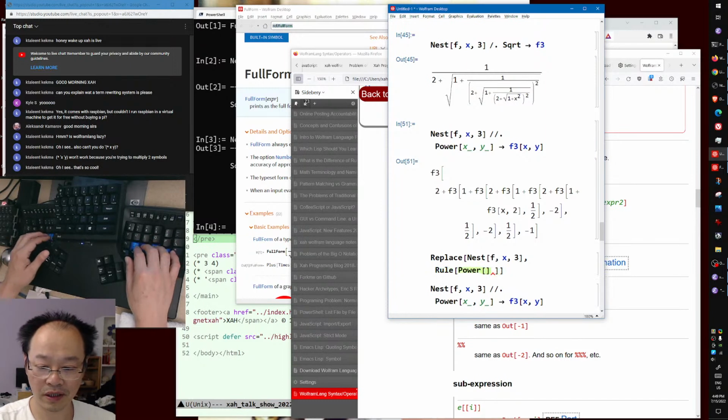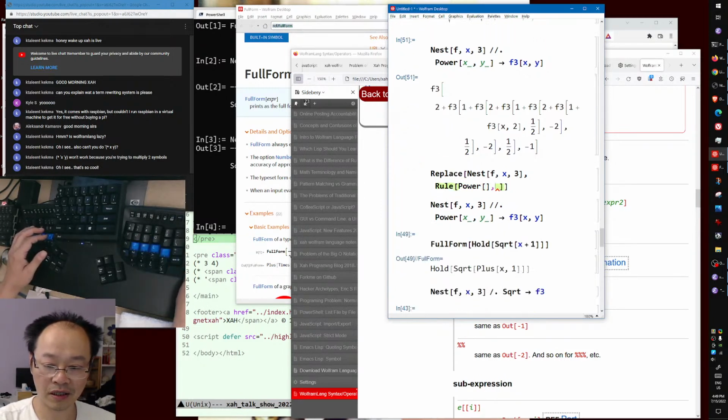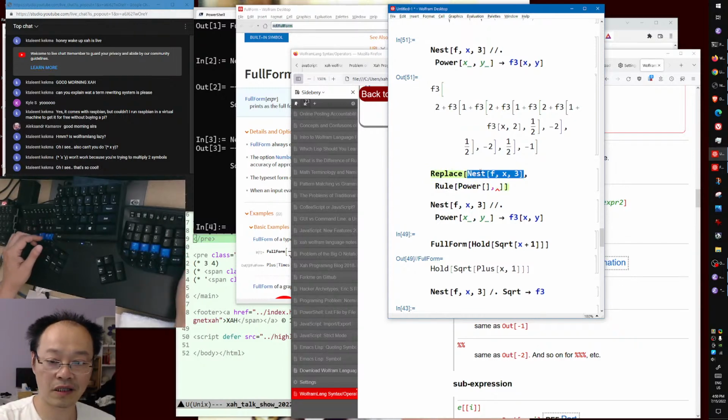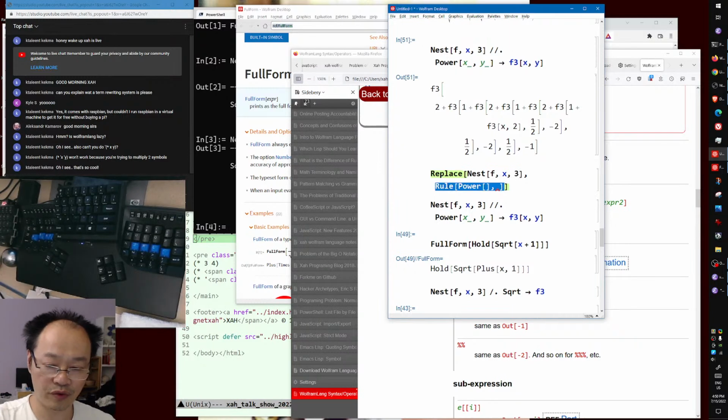Okay, whenever you see power, the replace rule takes two arguments. The first part is the expression, the second part is a list of rules, or just a single rule. Right now we are using a single rule, and the rule has two arguments.